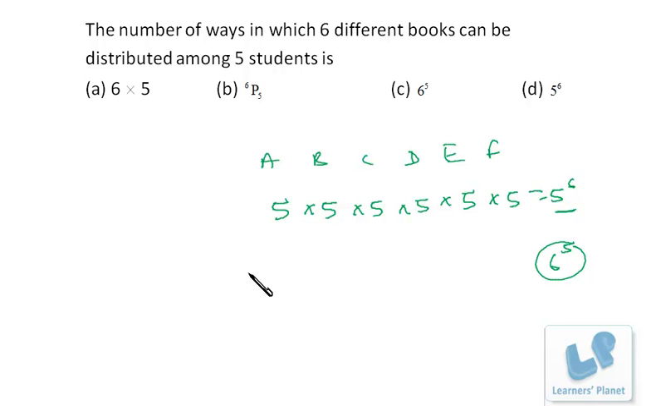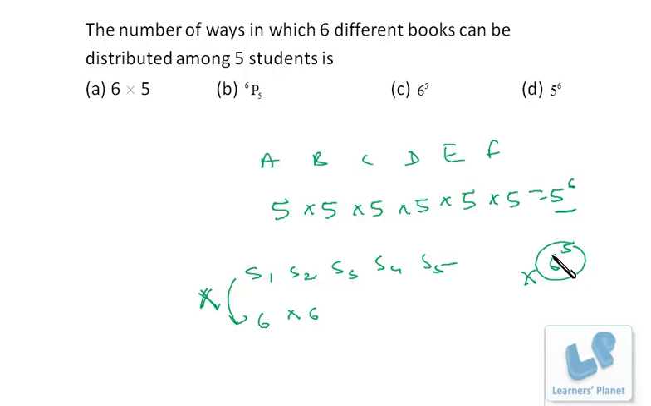Just listen to what I'm speaking over here, whether this is valid or not. I have 5 students: student 1, student 2, student 3, student 4, student 5. Now the first student has 6 choices, since 6 books are there, and the second student has 6 choices. Is it valid? No. The student doesn't choose the book; the book has to be given to the student. So this is not valid, and we won't be getting this answer. Be very clear about the difference between these two.